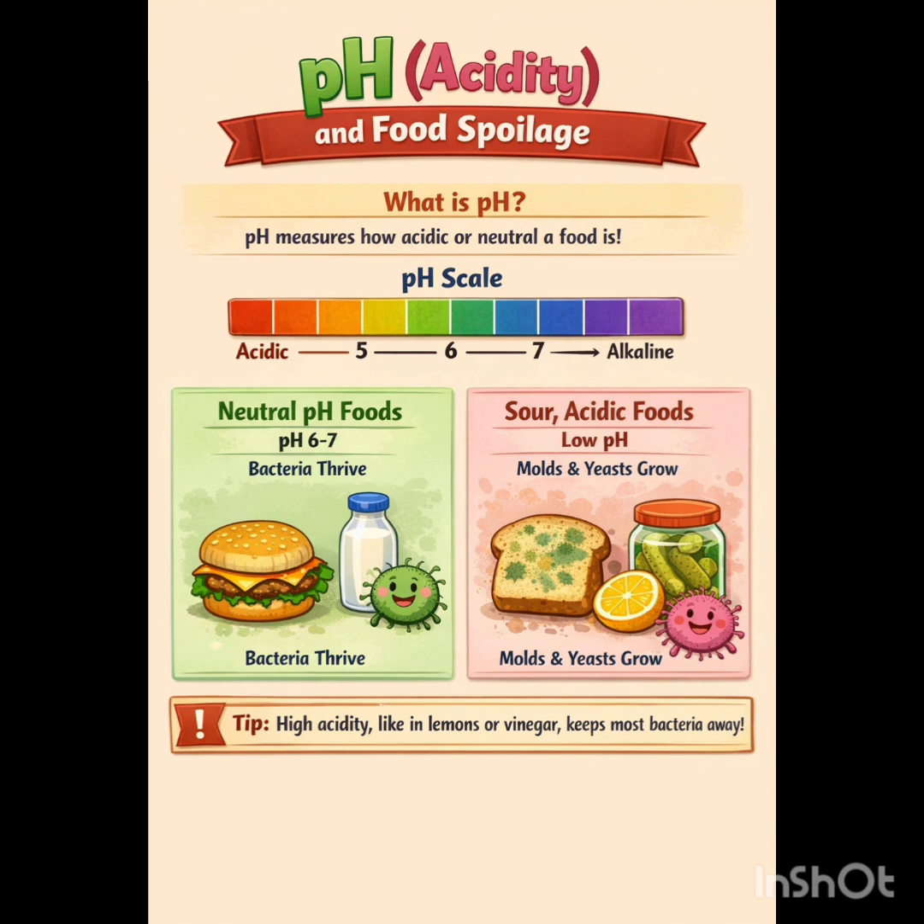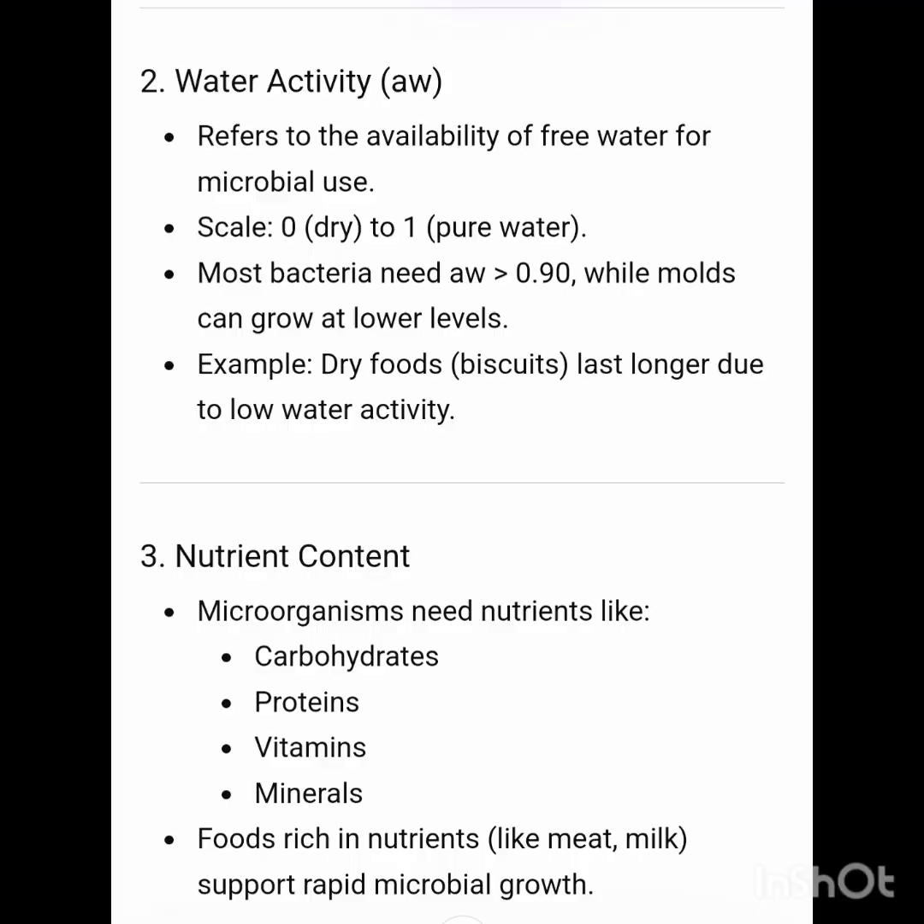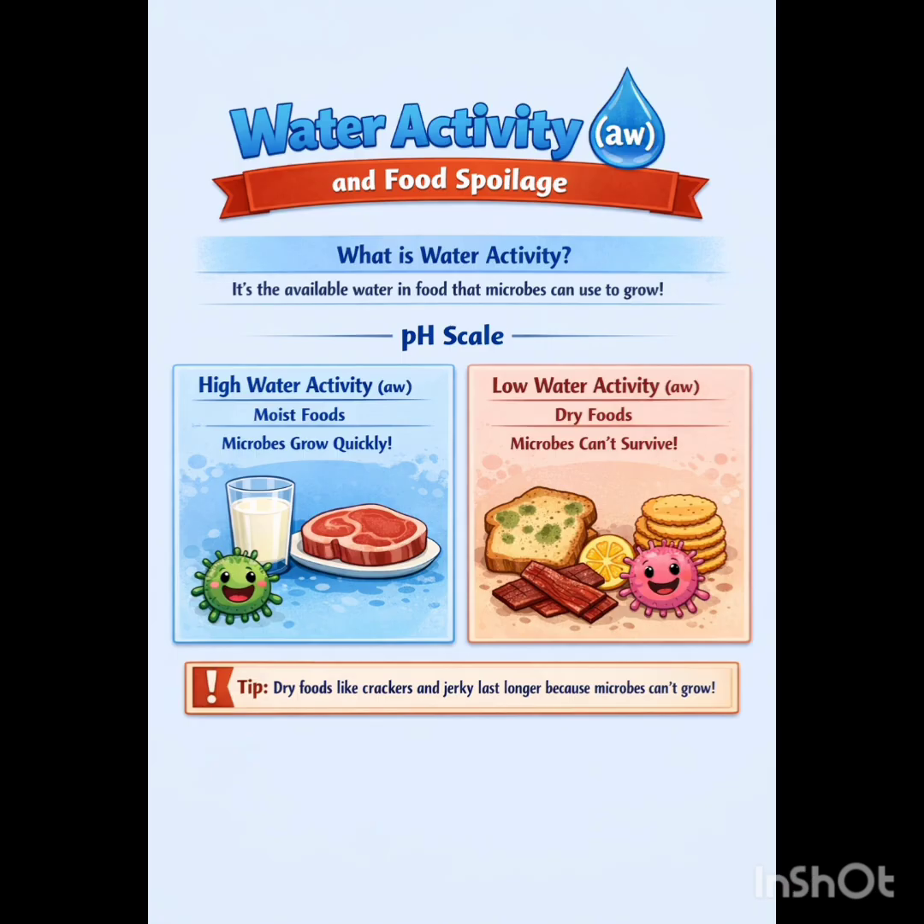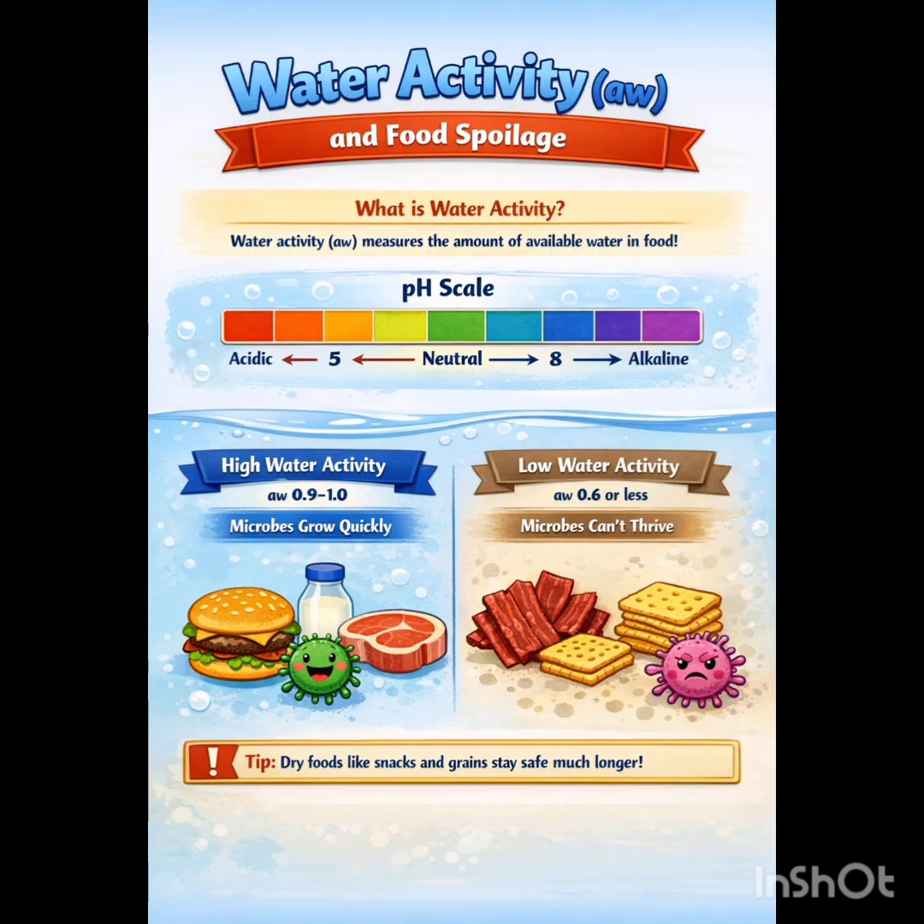First, think about pH, which tells us how acidic or alkaline a food is. Most bacteria prefer a neutral environment, not too acidic and not too alkaline. That's why highly acidic foods like fruits such as oranges or lemons do not support easy bacterial growth, but they may still allow molds and yeast to grow.